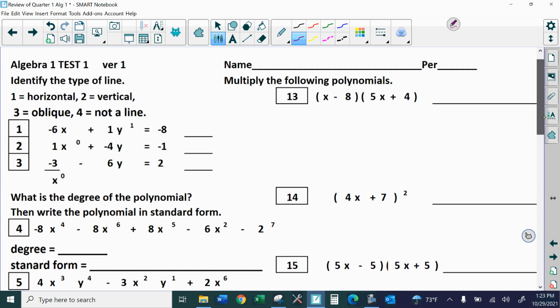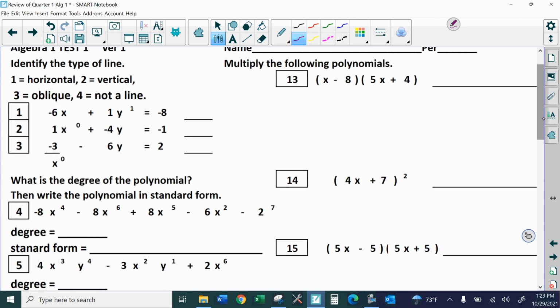All right, test 1. Now, we were looking at lines, what equations made lines, and we're talking about degrees of polynomials and exponents and multiplication, addition, and subtraction of polynomials. Again, all this stuff is on the DCAS as well. So we have 3 types of lines: horizontal, vertical, and oblique.